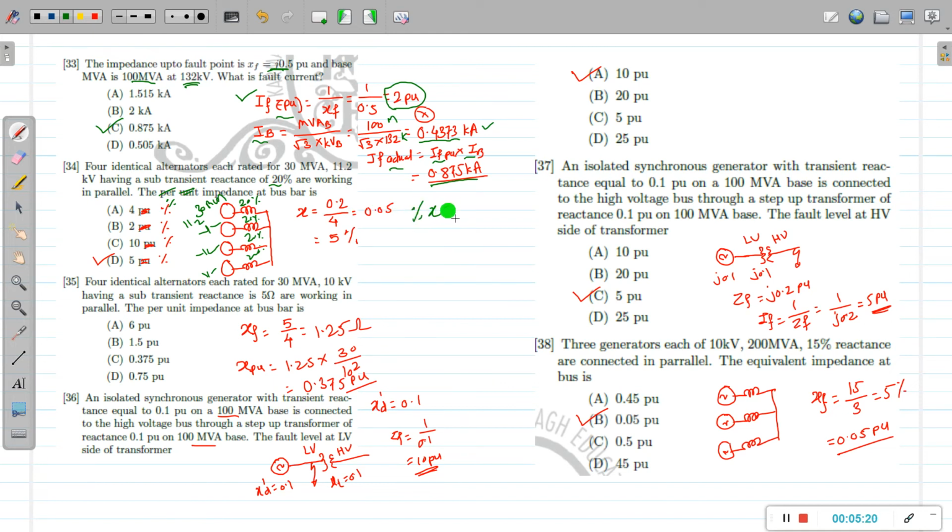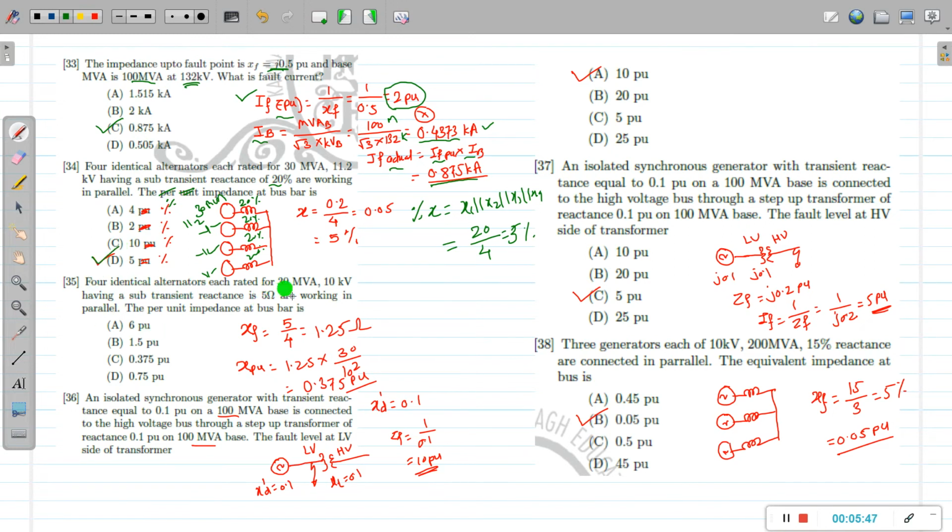So percentage X is equal to the parallel combination of X1, X2, X3 and X4. But in all generators the reactance is the same. When there are the same reactances connected in parallel, we have to divide by the number of reactances in parallel. So 20% divided by 4 generators gives you 5%. So the value is 5%.